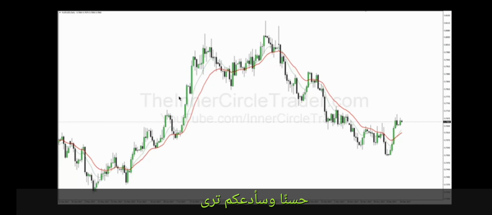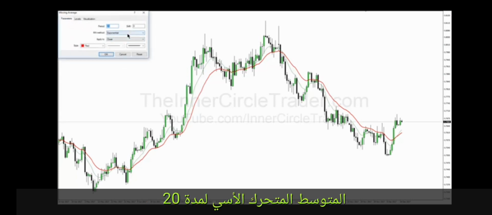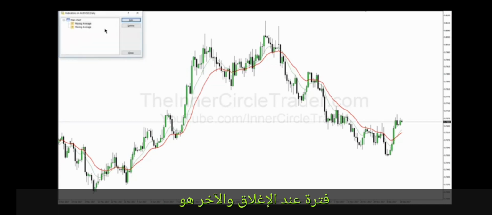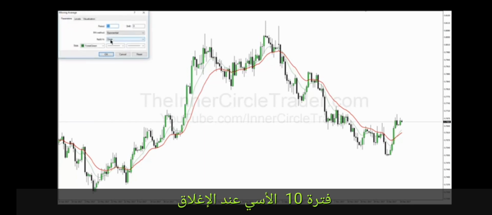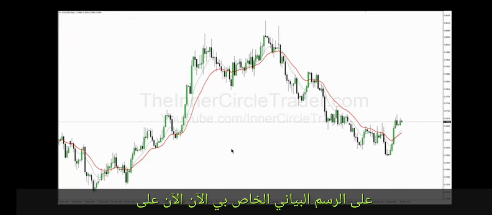I'll let you see what these settings are, so that way you can relax and know what they are. It's exponential moving average, 20 period on the close, and the other one is a 10 period exponential on the close. So that way you have everything that's on my chart now.